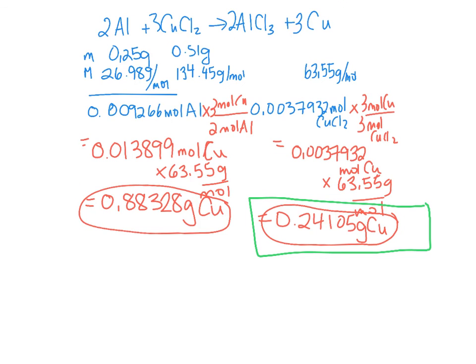What masses do you get for copper? The smallest mass comes from your limiting reagent. So that means CuCl2 was our limiting reagent. And our theoretical yield is 0.24 grams. So it's like they're reacting independently, but the one that has the smallest amount of product made will be the one that gets used up if they were reacting together at the same time.